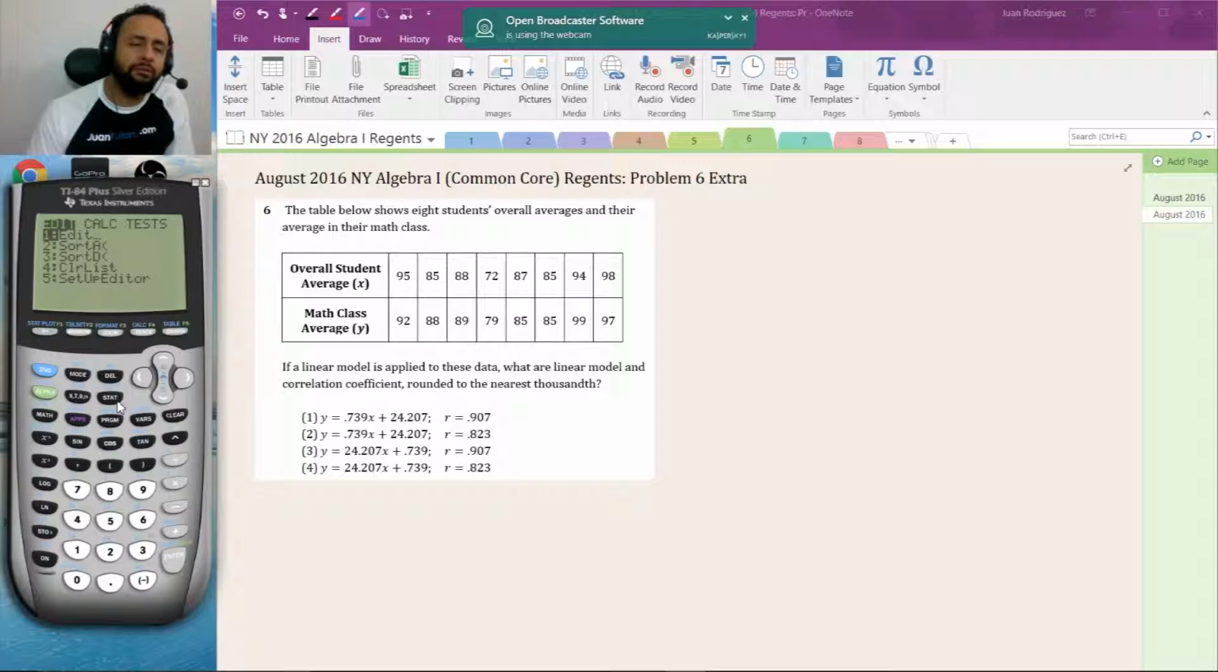So I click the stat button. The edit button is the first one, and I enter the data. 95, enter. 85, enter. 88, enter. 72, enter. 87, enter. 85, enter. 94, enter, and 98, enter.